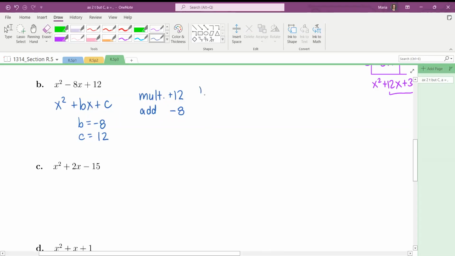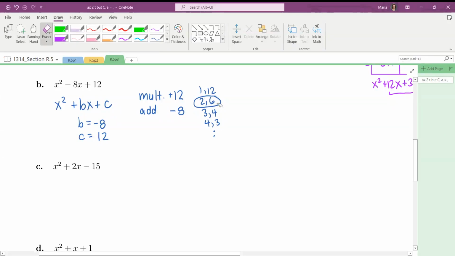So for 12, I can do 1 and 12. I can do 2 and 6. I can do 3 and 4. And then I start repeating, so 4 and 3 and so on. If you do 3 and 4, those are going to add up to 7. But 2 and 6 look very promising. 1 and 12 don't, because they'll add to like 13. So 2 plus 6 gives you +8.